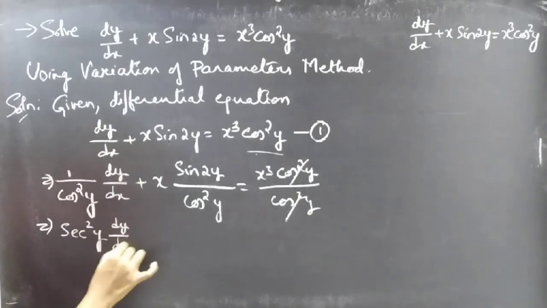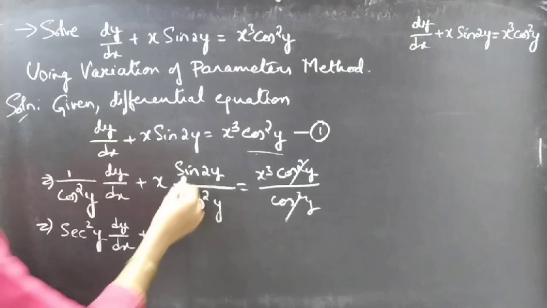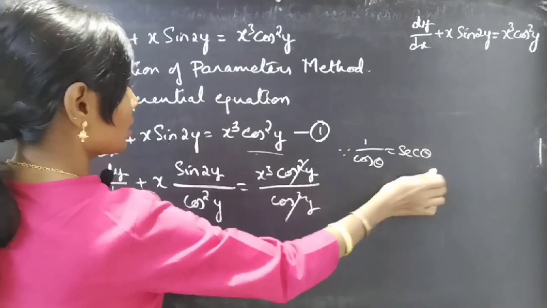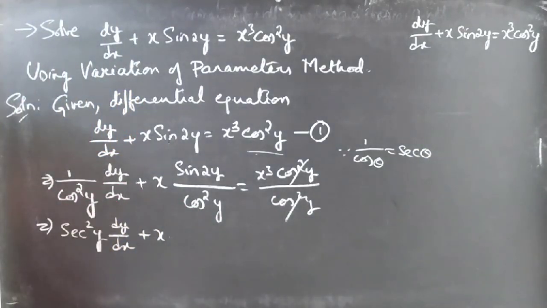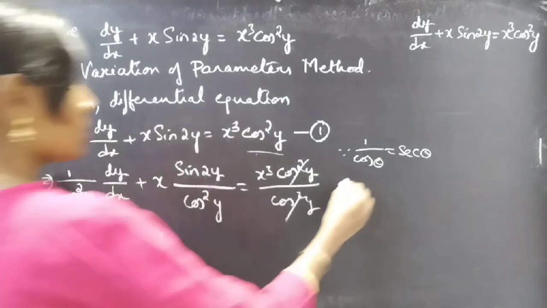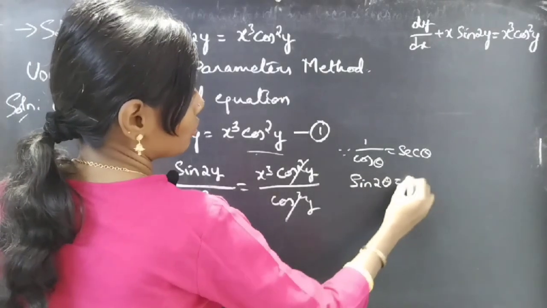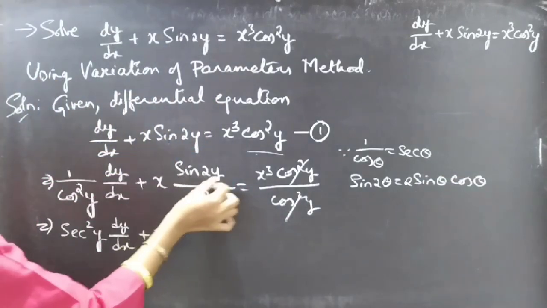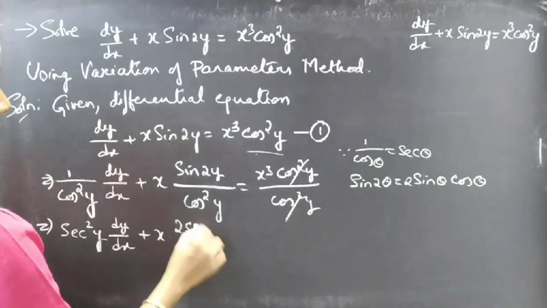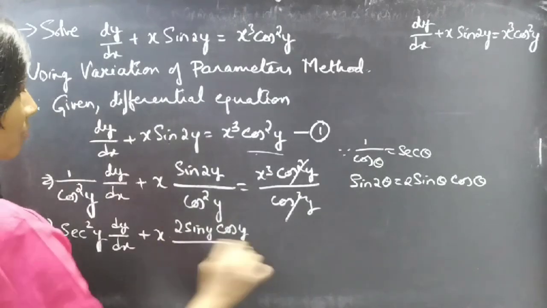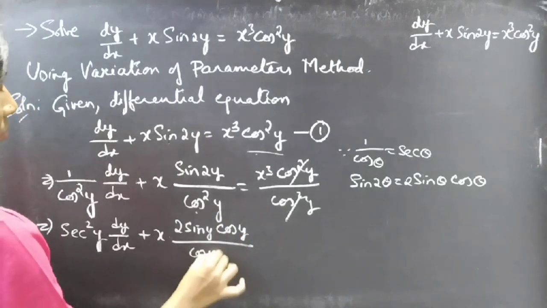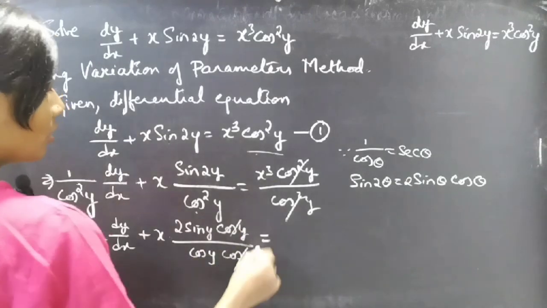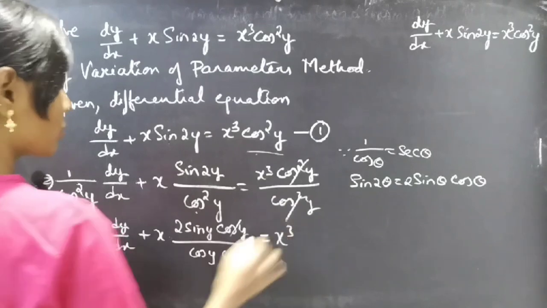into dy by dx plus x into, since we know that reciprocal of cos theta equal to secant theta and sine 2 theta equal to 2 sine theta cos theta, right? So we'll replace sine 2y with 2 sine y cos y, and we can write cos square y as cos y into cos y, so that 1 cos y gets cancelled from the numerator and the denominator. Then equals to x cube, right?